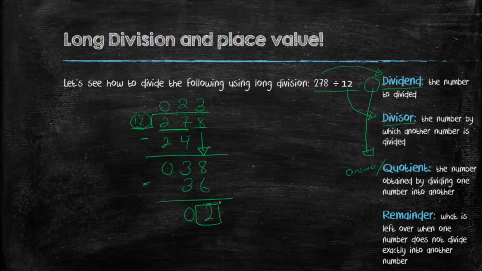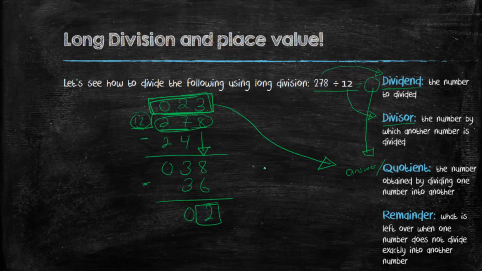Now, what do we do here? What do we drop next? We don't drop anything. We're done. We finished the number, right? This was the dividend. We're done with it. So the answer is right here at the very top. That's your answer. That's your quotient. So the quotient for this question is 23.